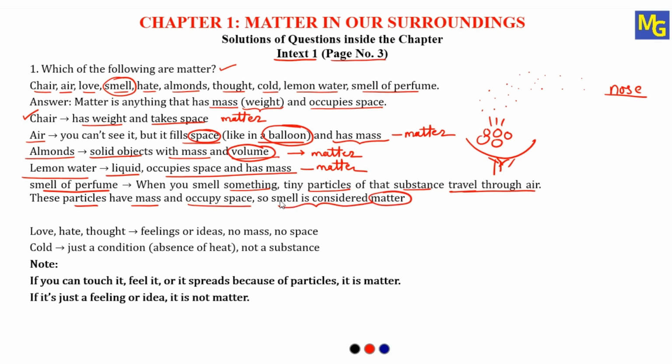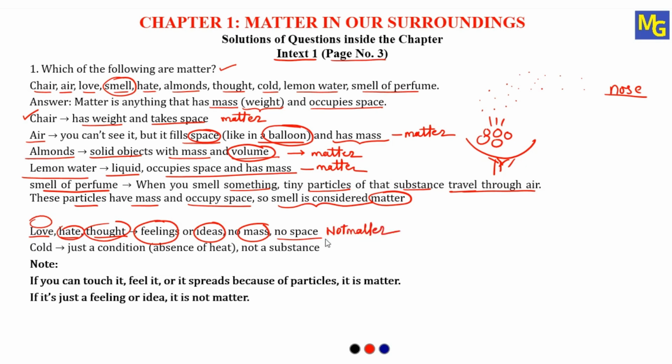Now we will see the next thing, that is love, hate and thought. What are these all? These are feelings or ideas. These all don't have any mass, and they will not occupy any space. You cannot weigh love or weigh hate, or even weigh these thoughts. These will not occupy any space in the universe and therefore these will not come under matter. So I'll write here no matter or not matter.